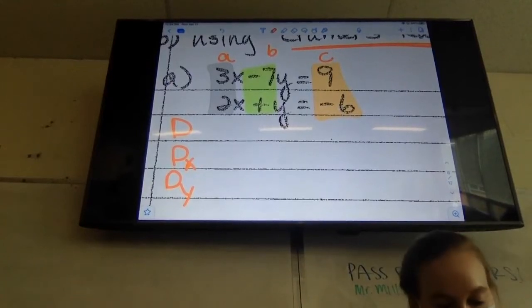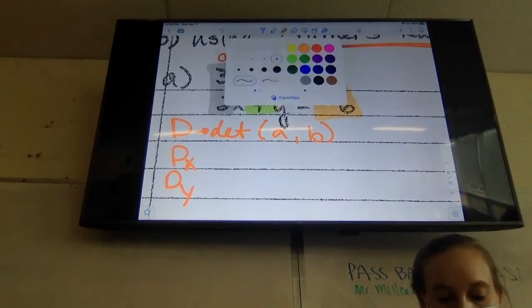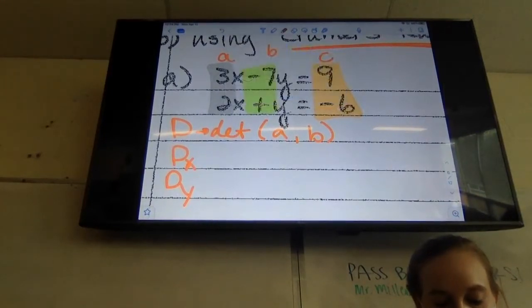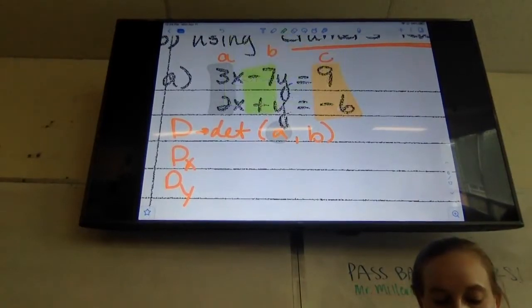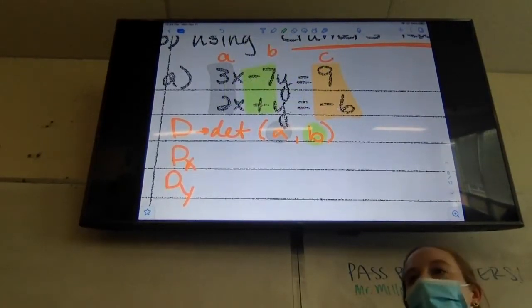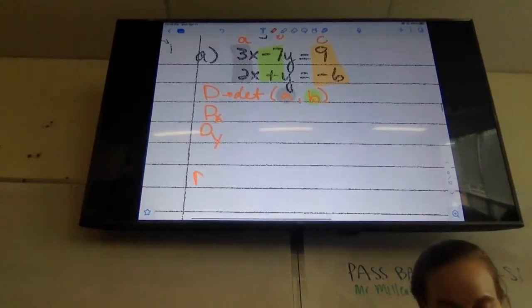Okay. Big D is the determinant of columns A and B. So I'm essentially going to make a little 2x2 matrix with the coefficients of X as the first column and the coefficients of Y as the second column. And we can find the determinant of that. Okay, so let's just pause. Let's go do that right now. So we're going to go find D. If D is A and B, I'm going to write my first column is A, 3, 2, and then my second column is B, -7, 1.